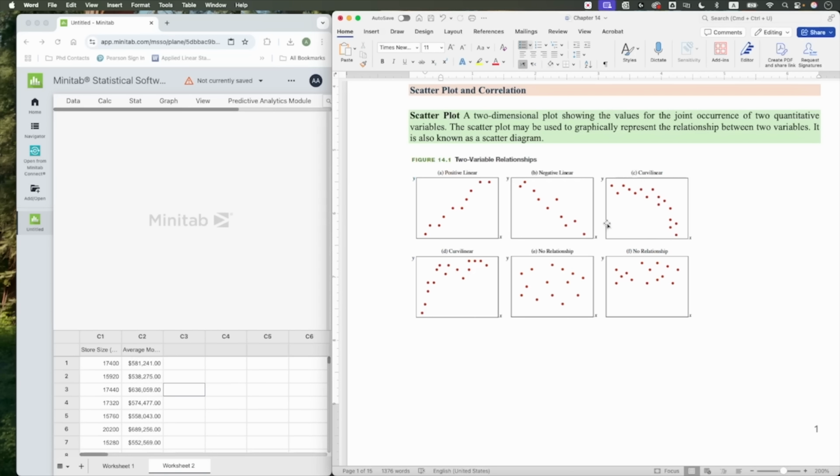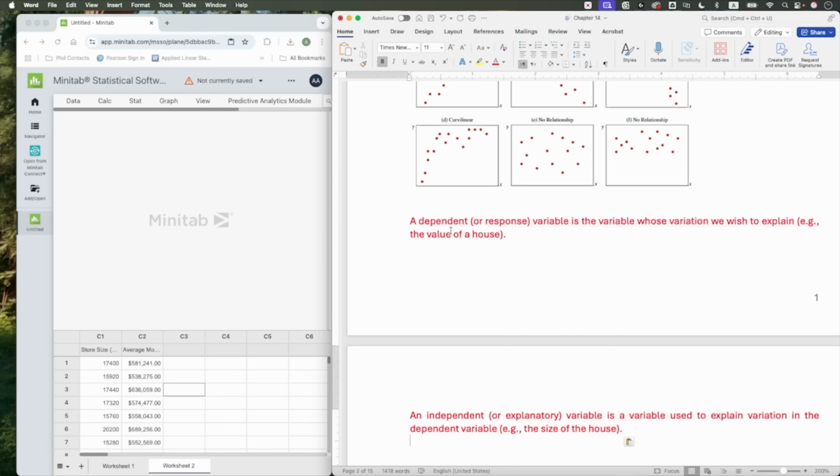However, the y variable, we will be calling the dependent variable, or another word, the response variable. This is the one whose variation we are willing to explain. So we have two variables, the dependent and the independent. Let me write these down. The independent usually is on the x-axis, and the dependent is on the y-axis.